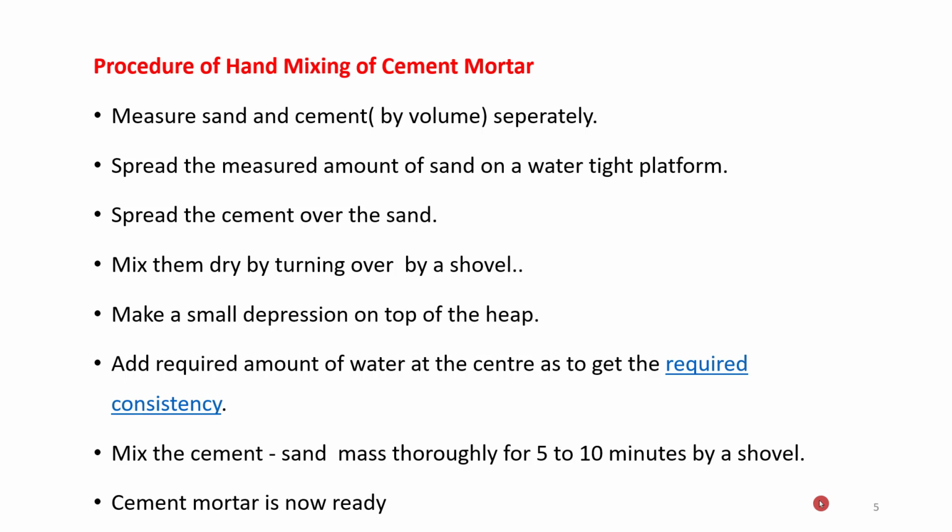How to make a mortar? There's a procedure, or steps to follow, in the preparation of cement mortar. First, we have to measure the sand and cement by volume, not by weight, and then spread the sand over a watertight platform. So first we put the sand, and then we add the cement to the sand and mix it together. Once we dry mix the cement and sand, we pour the water, and that makes the cement mortar.